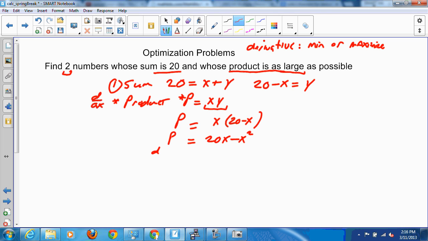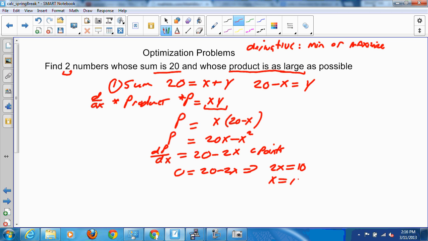And now let's take the derivative. So dp with respect to x is equal to 20 minus 2x. Now what we're going to do is find the critical points, or the critical values, of this first derivative. So we're going to set it equal to 0 and solve for x. Doing that, we get 2x is equal to 20, and so x equals 10.